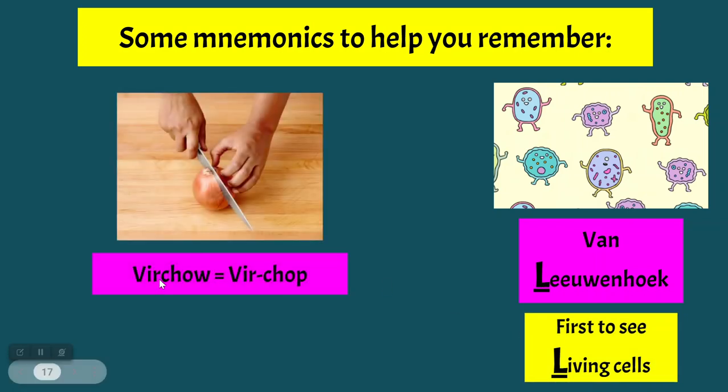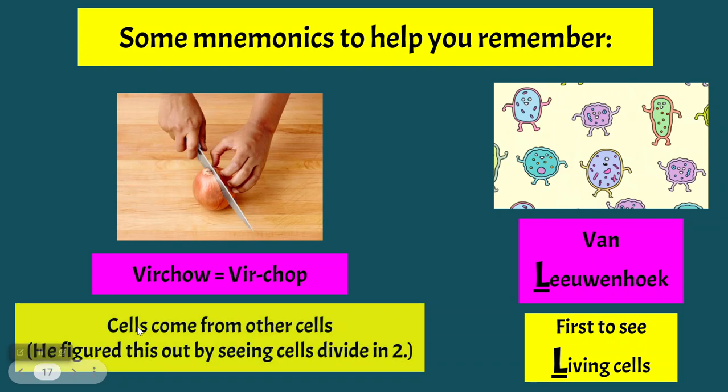And then we have Virchow. It's a little bit like Virchow. And so he's chopping something into two pieces. So he realizes that cells come from other cells because he sees one cell divide into two different pieces or two different cells. So that might help you remember which one's which.